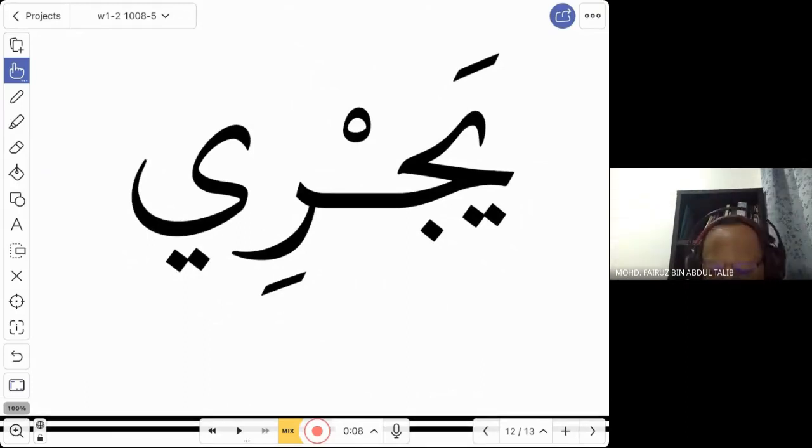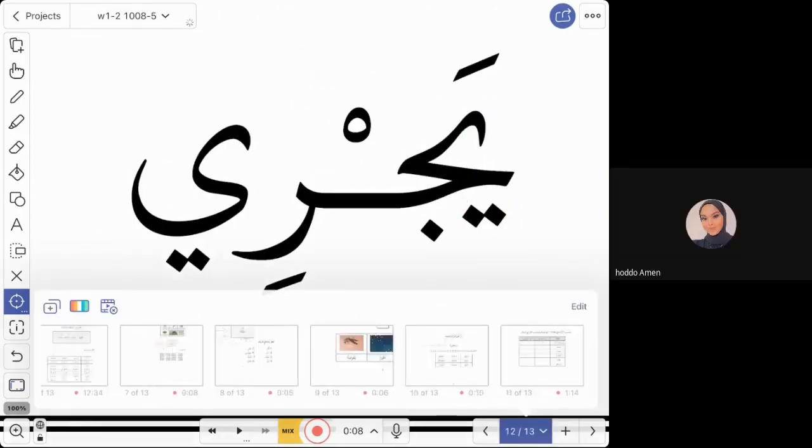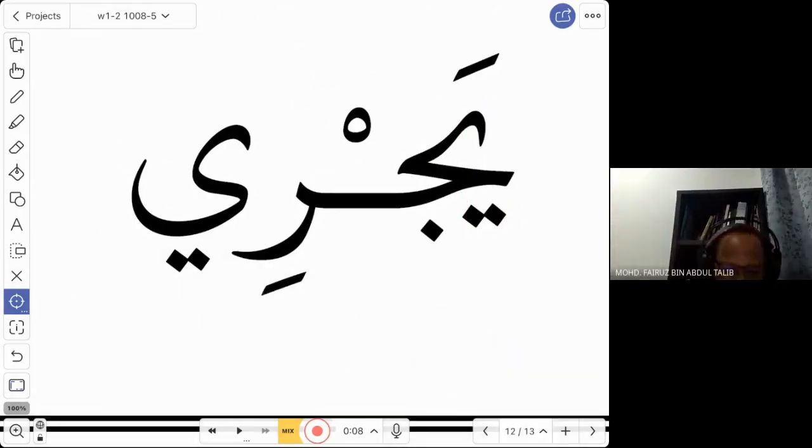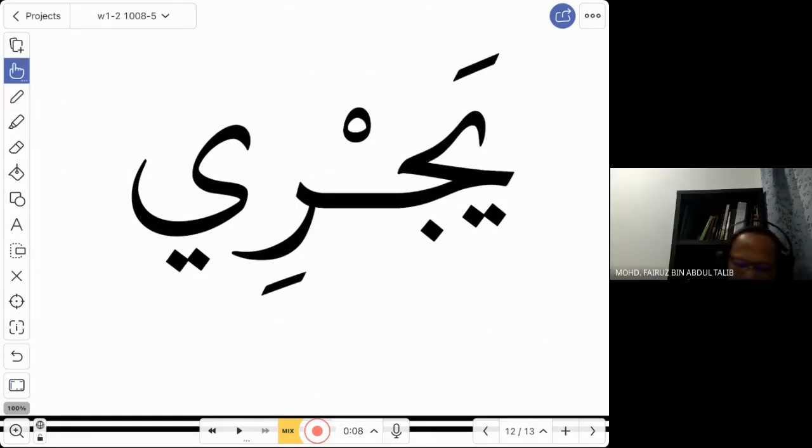What about this word? Okay, Zohra, can you read this word? What is this symbol? I believe this is the first time we see this symbol, right? Anyone knows what is this letter, or how do you read this word? Yes, Huda? Yajri. Yes, thank you, Huda. Correct. This is Yajri.